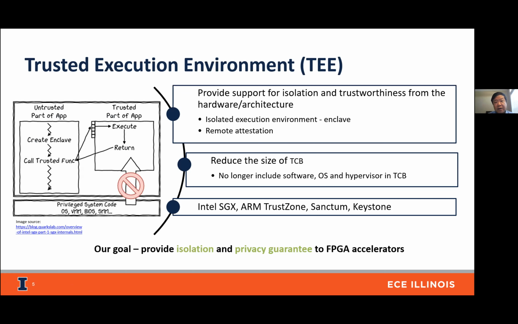That's where FPGA can also play a role, because it's customized computing, it can help improve the computation speed and reduce the overhead. Overall, we want to provide support for isolation and trustworthiness from the hardware architecture and reduce the size of the PCB. We have a bunch of examples, but none of these actually work for hardware security. So our goal is to provide isolation and privacy guarantees to FPGA accelerators.